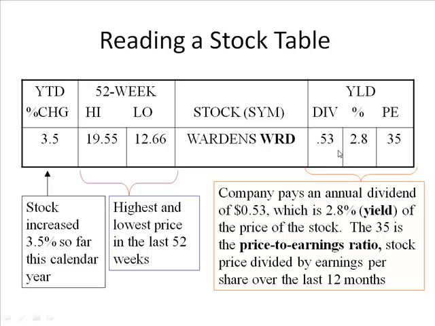The next three columns give us some information about the yield. This tells us that this company pays 53 cents as an annual dividend. It represents 2.8% as the yield of the price of the stock. And 35 is the price to earnings ratio, which is the stock price divided by earnings per share over the last 12 months.